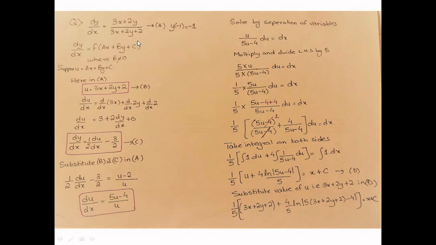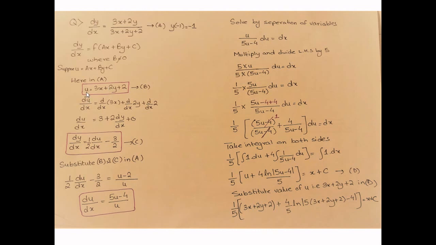Well, this form was given to us: if dy by dx is equal to a function of ax plus by plus c, then we can suppose u is equal to ax plus by plus c. If you look into the denominator of this equation, we can substitute u is equal to 3x plus 2y plus 2, where a is equal to 3, b is equal to 2, c is equal to 2.